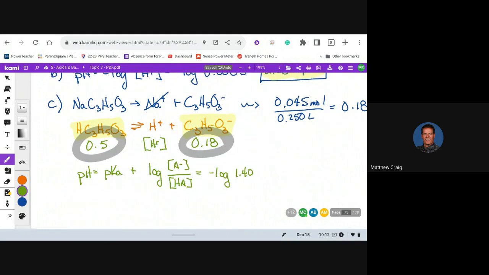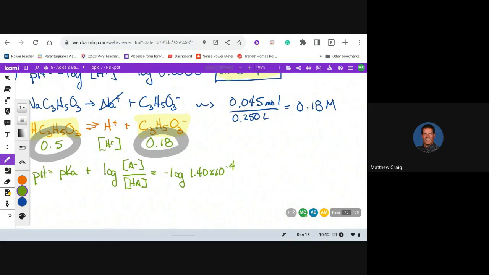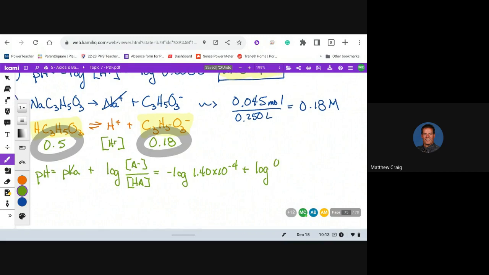During the test, Mark, can you just shout out Henderson Hasselbalch at random intervals to remind me to use it? No. I shall not, will not. So we'll put our 0.18 and our 0.5 here. What'd you say, Jackson? I'm sorry.